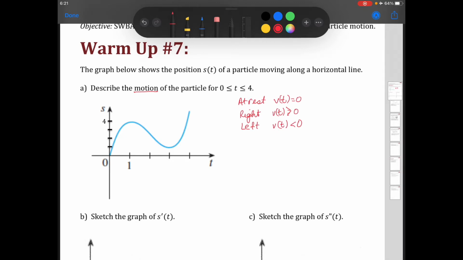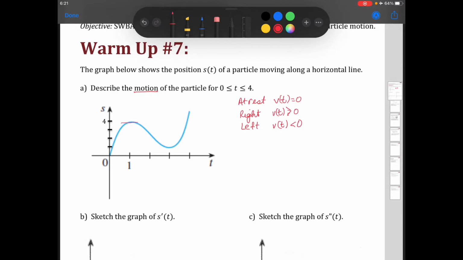So how do I use my position to come up with velocity? This is a position graph, not a velocity graph. So what I'm going to try to do is think about slopes, right? Whenever my slope is positive, it's going to be to the right. Wherever slope is negative, it's going to be to the left. And where it's at rest is going to be wherever my slope is 0. So let's start with that.